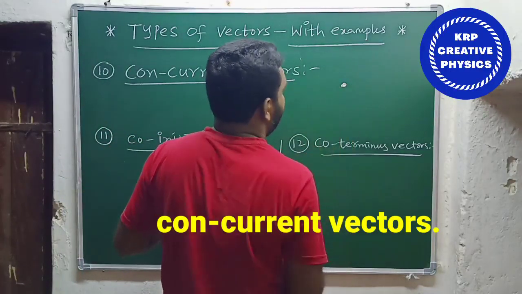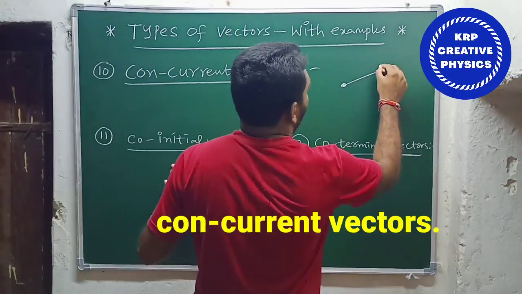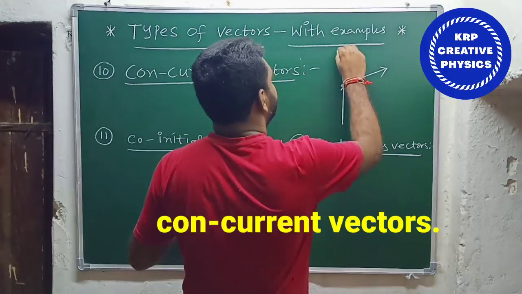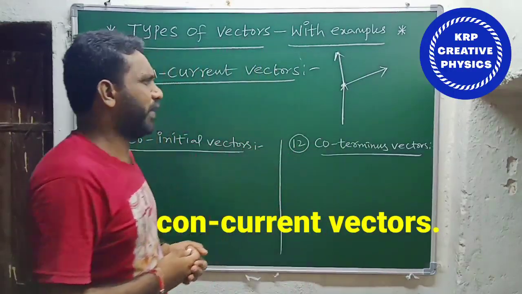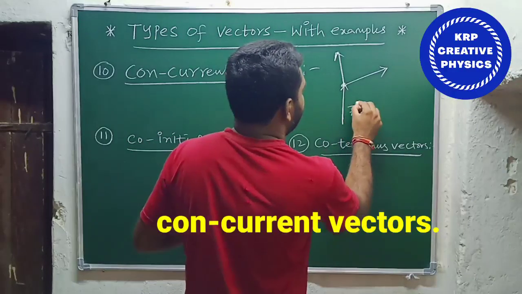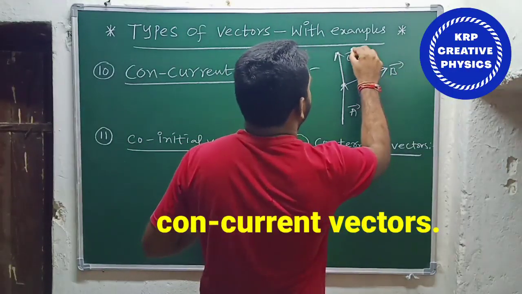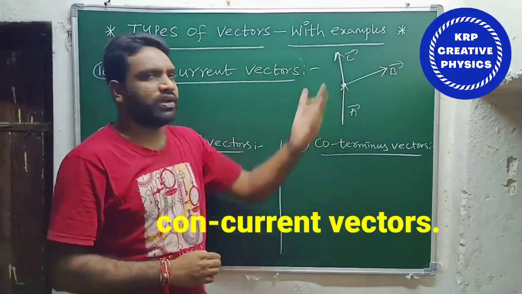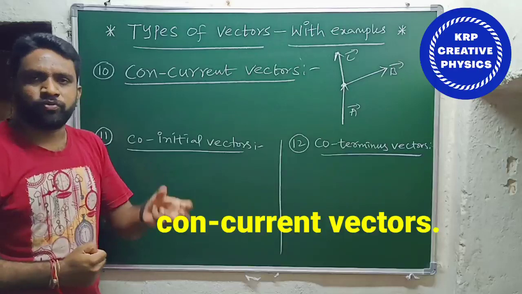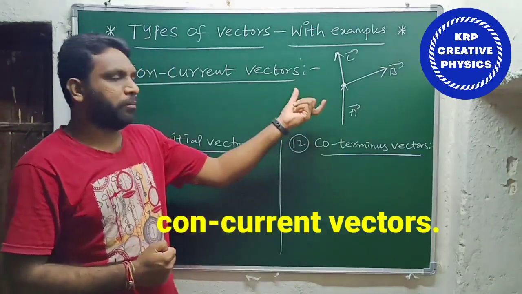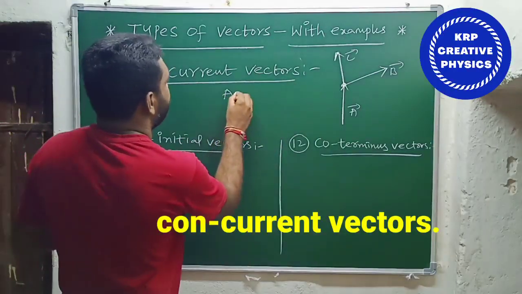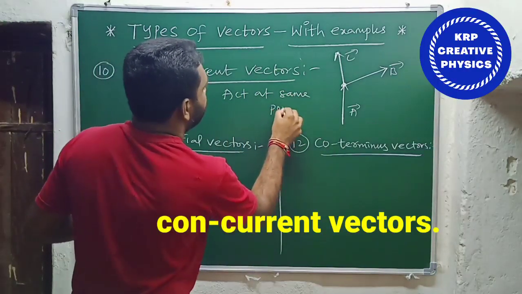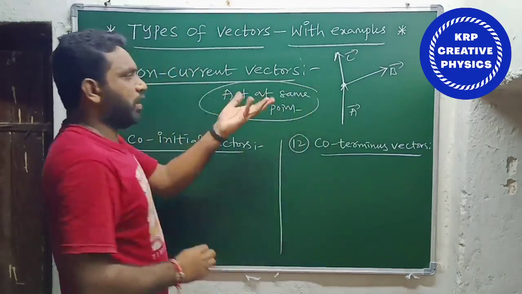We are considering this point here, a common point. At this point, many vectors are going to act. Just try to observe. Three vectors are going to act, vector A, vector B and vector C, at the same point. Then these vectors A, B, C are said to be concurrent vectors. Very simple. If two or more vectors act at the same point, they become concurrent vectors. This is what you should remember.